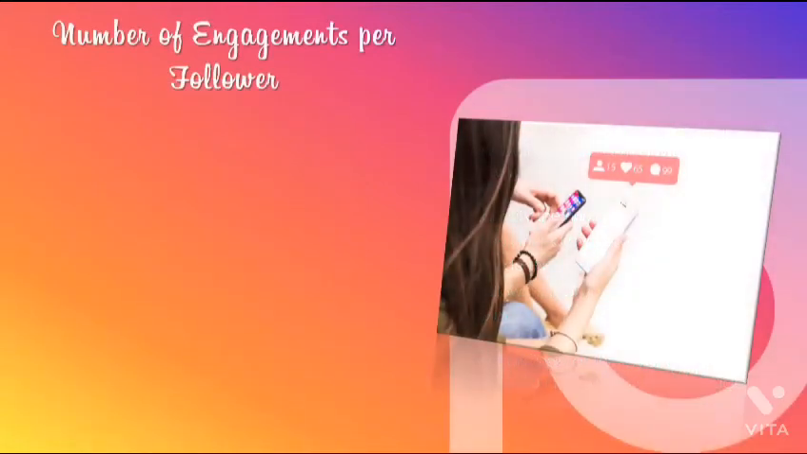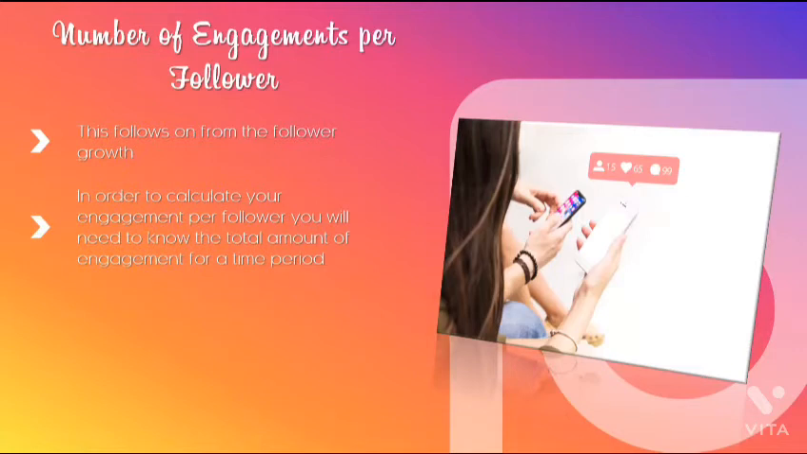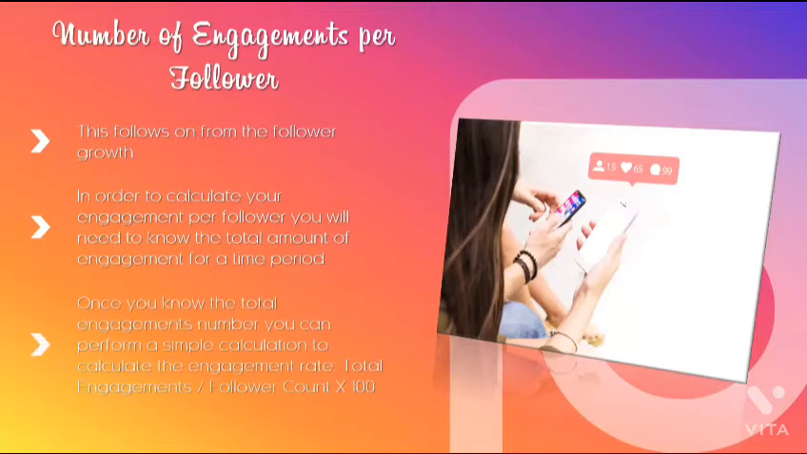Number of engagements per follower. This follows on from the follower growth. You want to know how many of your followers engage with your content, whether these are ads or regular posts. In order to calculate your engagement per follower, you will need to know the total amount of engagement for a time period. An external tool like Sprout Social or Agency Analytics can provide this. Once you know the total engagements number, you can perform a simple calculation to calculate the engagement rate: total engagements divided by follower count, times 100, to give you a percentage figure.